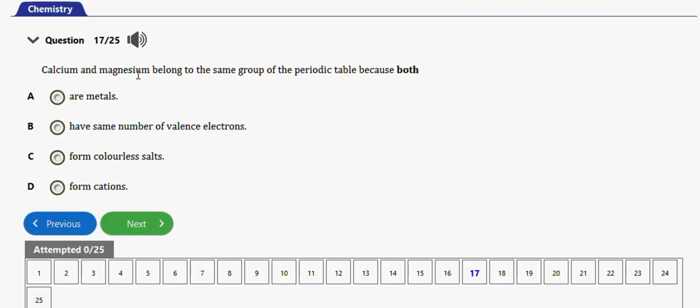It says calcium and magnesium belong to the same group of the periodic table because both have the same number of valence electrons. So I've already answered this question before. The next question will be this one.